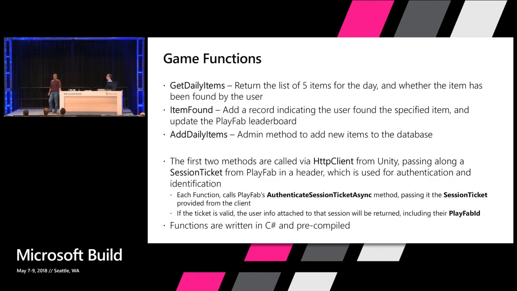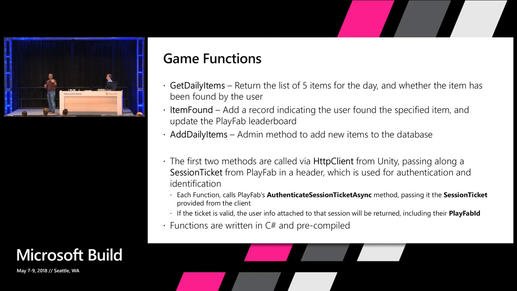We have 3 functions in our game. Well, we have more, but the most important ones are these 3. The first one is called get daily items. So remember the scene that Brian showed with the 5 items and a check mark next to it? Basically, on this scene we're calling the get daily items Azure function that returns a list of the 5 items that are to be found on each and every given day, along with a Boolean property if the item was found or not. Simple.